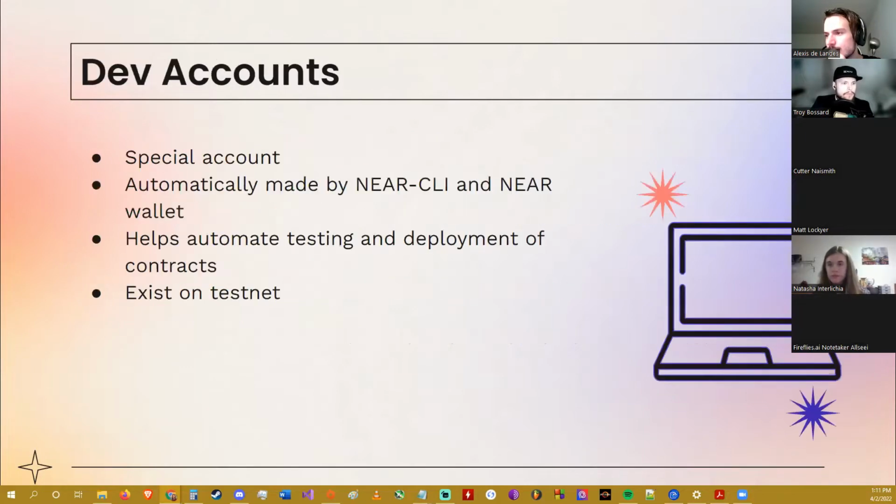There are also dev accounts on Near protocol. These are special accounts that are made by the Near command line interface in Near Wallet. This helps with the automation of testing and deployment of contracts. This is something that exists on the testnet.